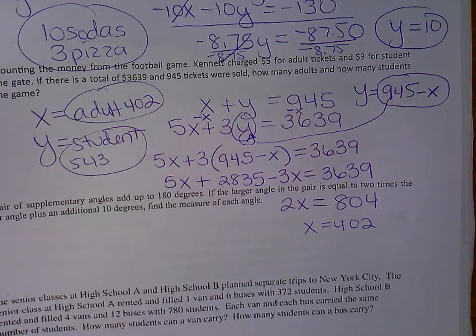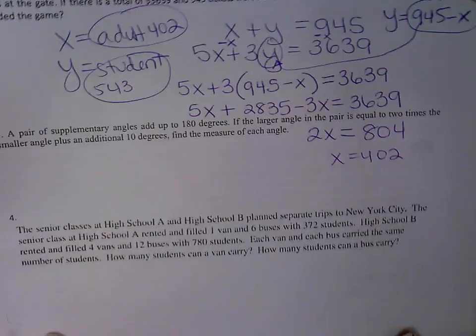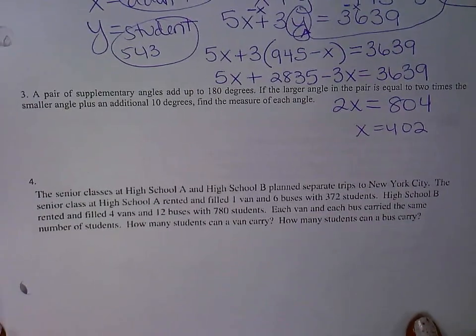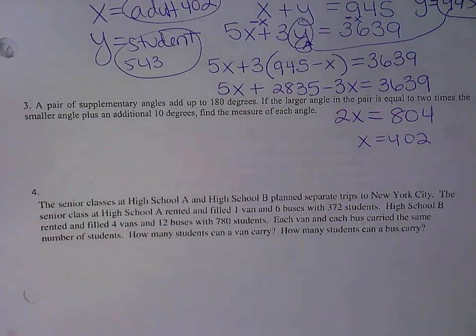So for example, number 3 on here, I think is a good one because it's a geometry type of problem. Again, you could probably just guess and check. Supplementary angles add up to 180. So you know that one of the angles is maybe 100 and the other one is 80. Or one of them would be 10, the other one would have to be 170. They're telling you that the larger angle is equal to 2 times the smaller angle plus 10.